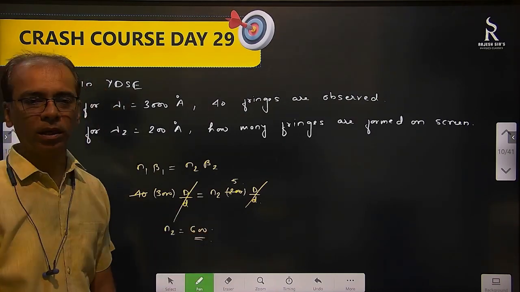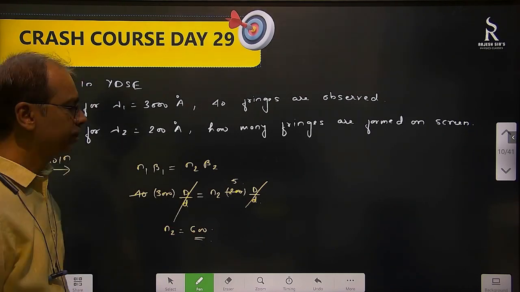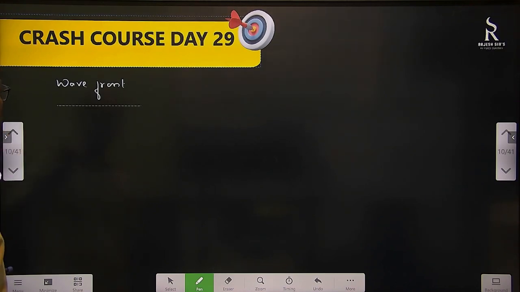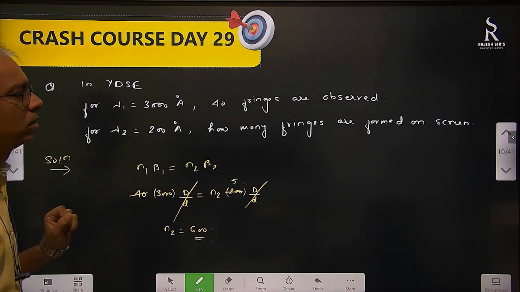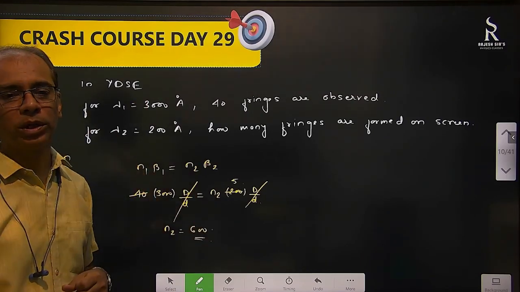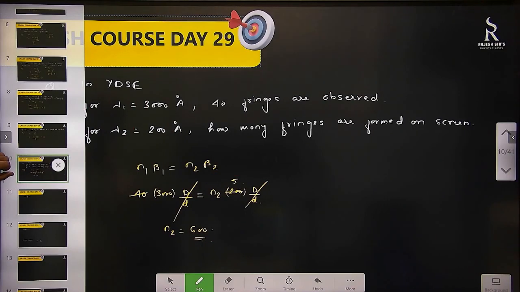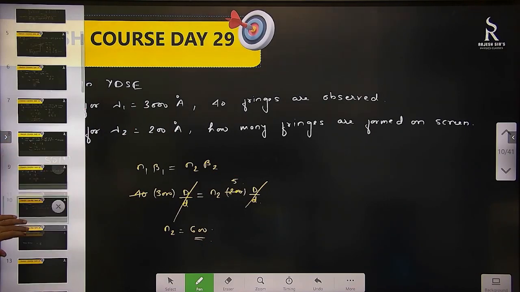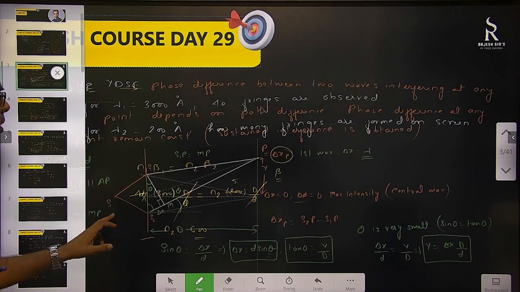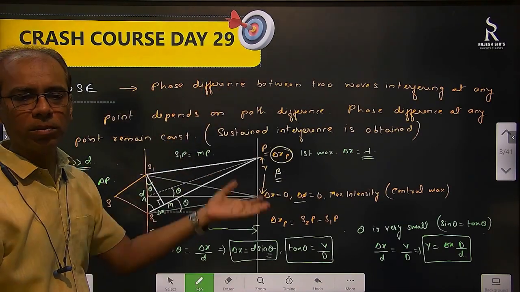600 fringes will be there of wavelength 200. Okay. All right. Now, one more question we will see. Normally, it will be asked from you how many maximum intensities we are going to get on the screen. How many maximum intensities will be obtained on a screen for particular data that will be given to us.